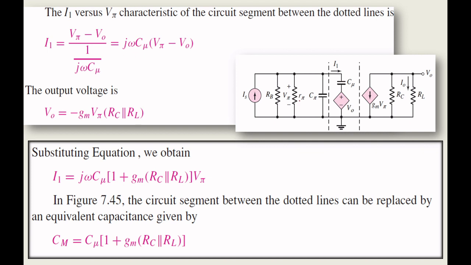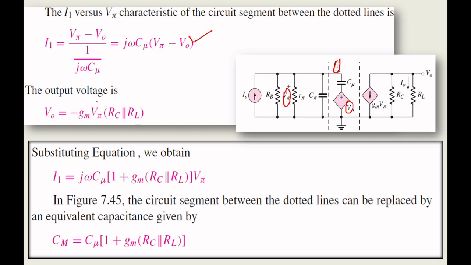So now let me apply the KVL. I want to find what is I1. I1 will be the difference of the two drops, V pi minus V naught, divided by the reactance. I'm repeating again, I want to find I1. So V pi minus V naught divided by this reactance, 1 by j omega C mu. If you rearrange this equation, you will get j omega C mu times (V pi minus V naught). So obviously you are clear.